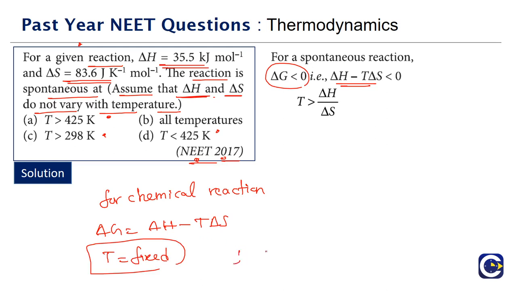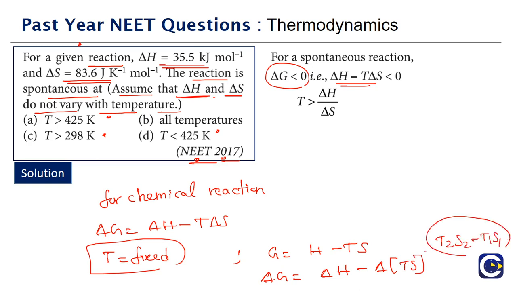Otherwise, normally, what is G? G will be equal to H minus TS. So delta G for a general process will be equal to delta H minus delta of T into S, which means T2S2 minus T1S1: final temperature into final entropy minus initial temperature into initial entropy. This is the delta G of a general thermodynamic process. But here we are talking about the delta G of a chemical reaction, which is delta H minus T delta S.